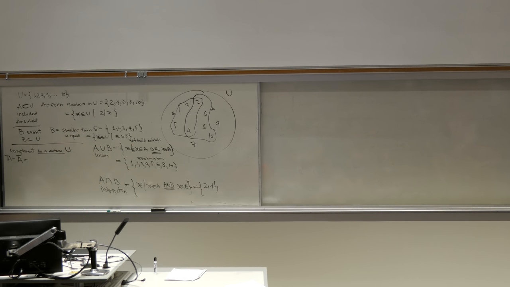So of course, I'm sure you can guess who's not A. Not A would be what's in the universe, but not in A. So the complement are the elements not in the set. What are the elements not in set A? If A is 2, 4, 6, 8, 10, and the universe is 1 to 10, what would be the ones that are not in A, but in the universe? 1, 3, 5, 7, and 9.